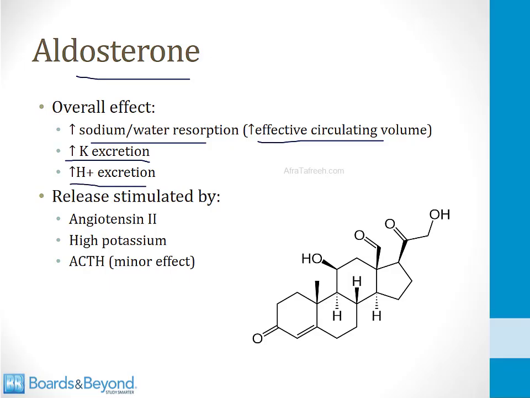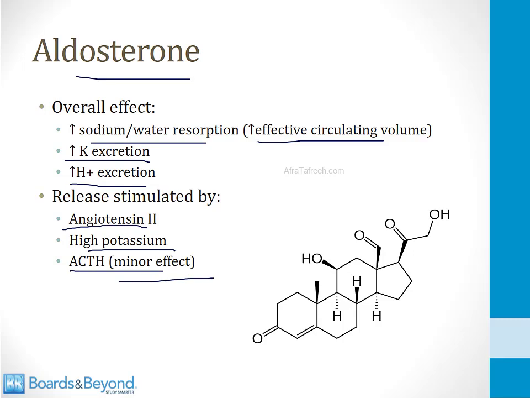Its release is stimulated mainly by angiotensin II and by high potassium. So angiotensin II is how the renin-angiotensin-aldosterone system stimulates aldosterone release. And then a second trigger for its release is a high potassium level in the serum. If you consume a high potassium diet, your body will begin releasing more aldosterone to bring the potassium level back down to normal.